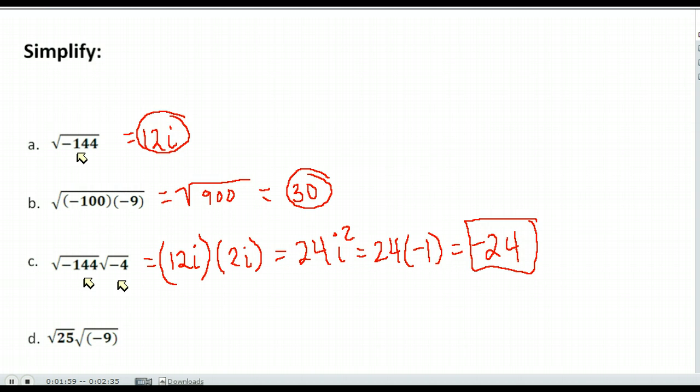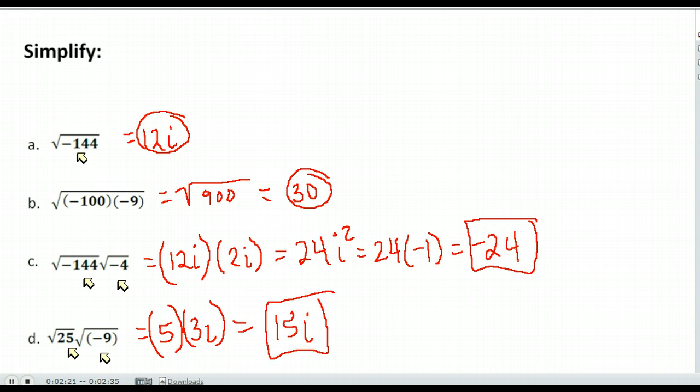And here we are on this last example. Notice the roots are separate again, so we have to evaluate them separately rather than multiplying them first as we did in part B. The square root of 25 is 5. The square root of -9 is 3i. So I have 5 times 3i. 5 times 3 is 15i. And there we have our answer.